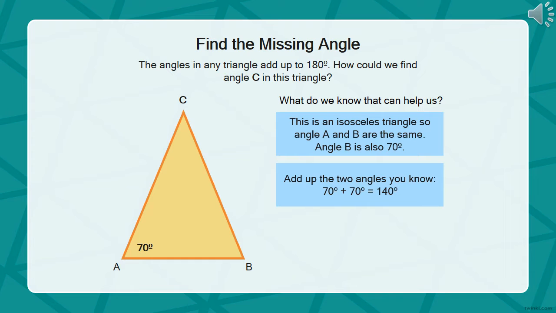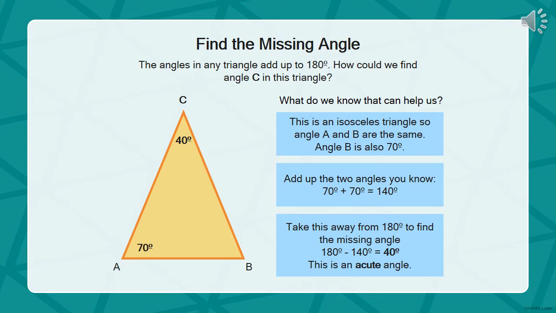Now, we know that this is an isosceles triangle, so that means A and B are the same. So that means B is 70. We can now add 70 and 70 together, making 140. Now we can find the difference between 140 and 180, and that will give us 40 degrees. So C is 40 degrees, and this is an acute angle, less than 90.